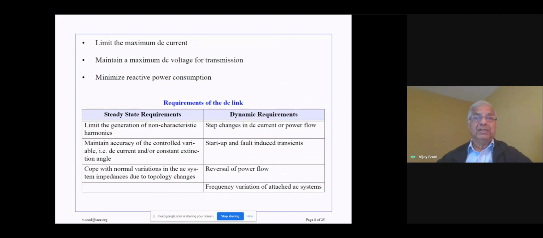We also want to make sure that we can reverse the power flow in case we have a back-to-back system. Not so much in a two-terminal system, but in a long-distance two-terminal system. But in a back-to-back, sometimes we want to have the reversal of power flow. So we want to be able to make sure that we can do that. Finally, we want to be able to tolerate the frequency variations of the attached AC systems.